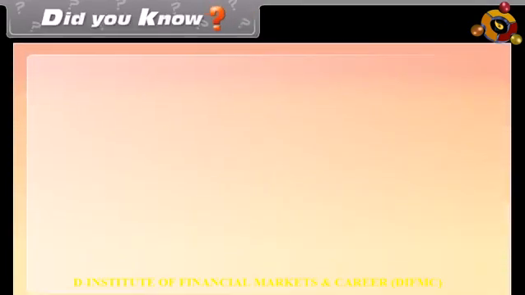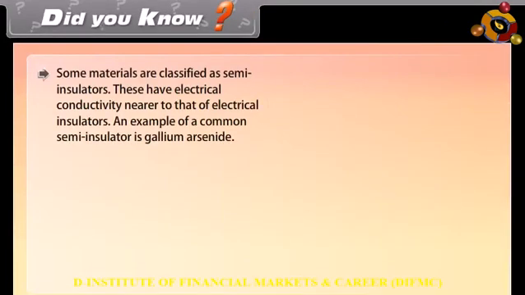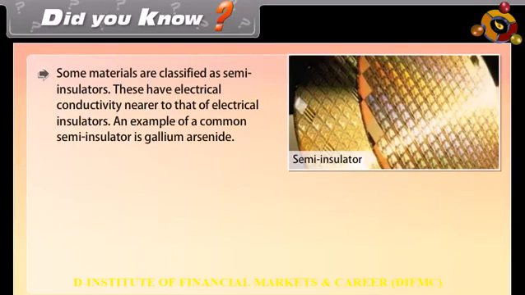Did you know? Some materials are classified as semi-insulators. These have electrical conductivity nearer to that of electrical insulators. An example of a common semi-insulator is gallium arsenide.